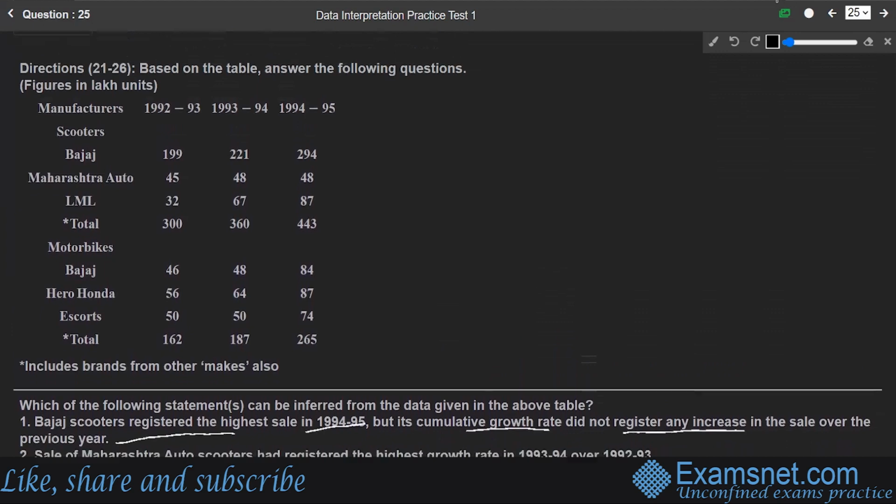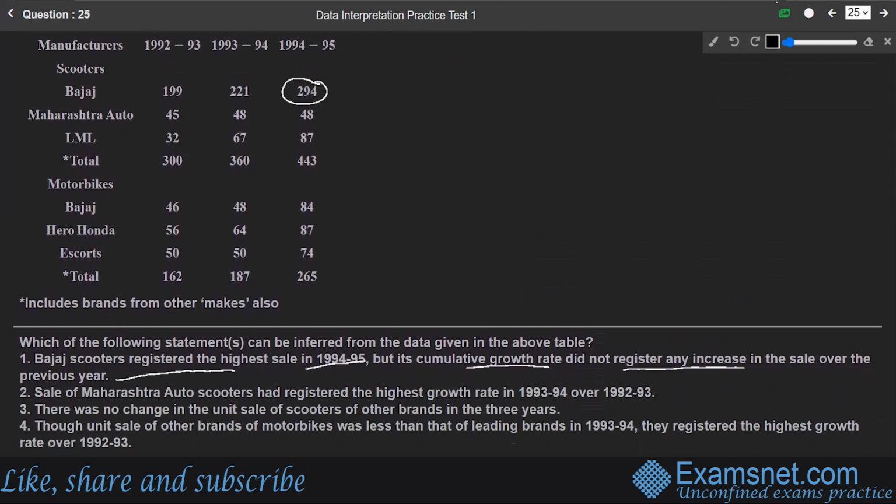Bajaj scooter 94-95, the value is 294. He's saying Bajaj scooter is the highest sale in 94-95, but the cumulative growth rate did not register any increase in the sale over the previous year. So the cumulative growth rate can be calculated by adding 294 plus 48 plus 87 and then comparing it with the previous one. We can find out the different totals. And obviously the total registered in 1994-95 is higher than the total registered in 1993-94. That means there is a cumulative growth over there.